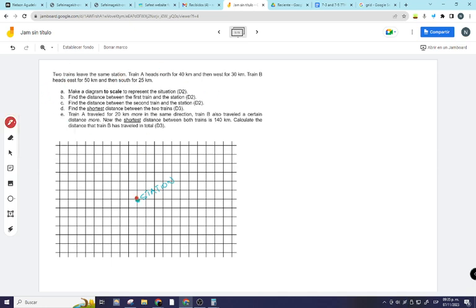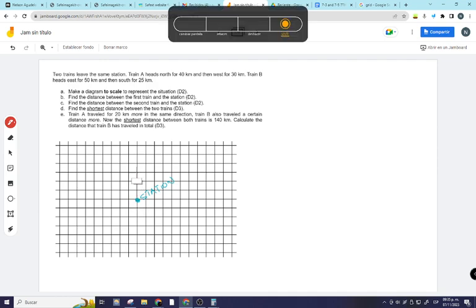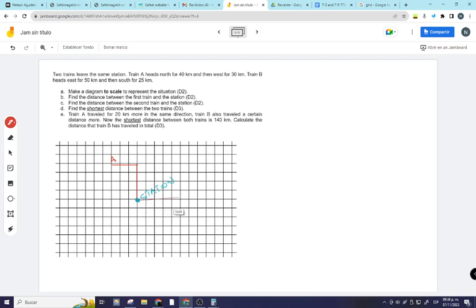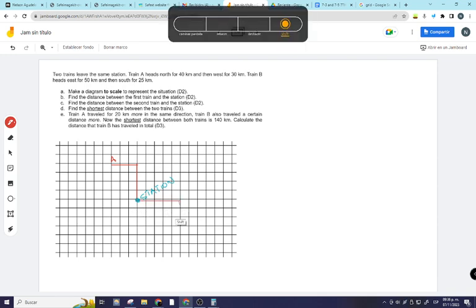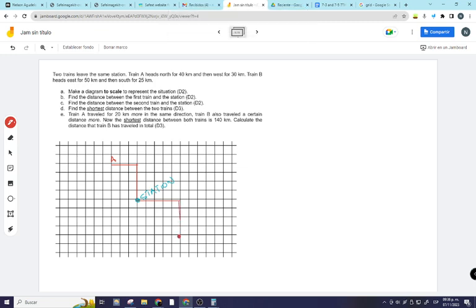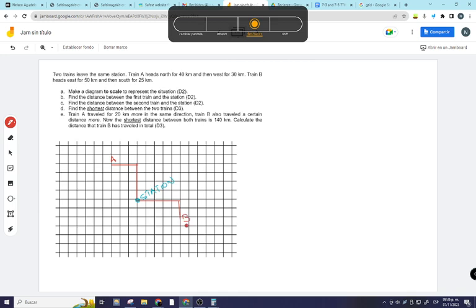Train A goes north 40 kilometers and west 30 kilometers. This is A. And B goes east 50 kilometers and south 25 kilometers. So that's B.